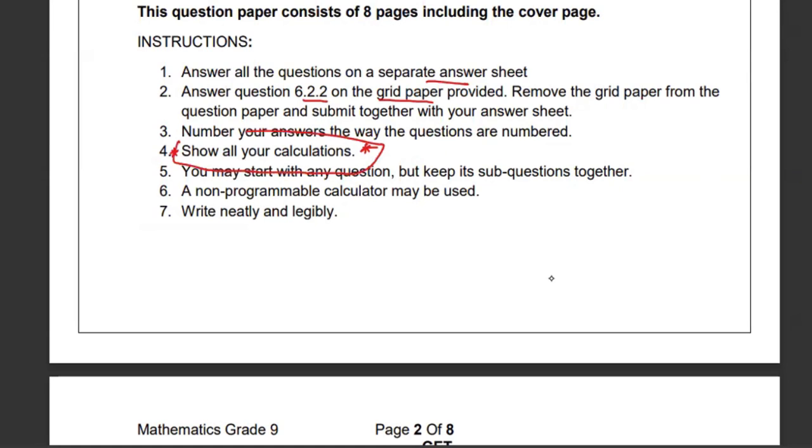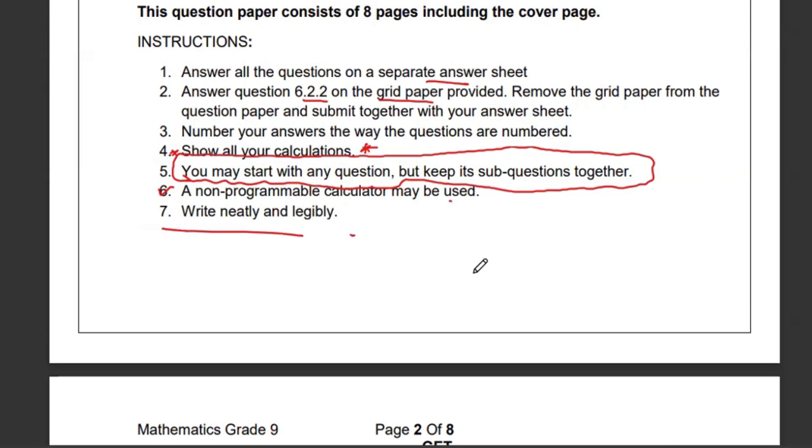The next, you may start with any question. I love this paper because it does not tell you that you must start with question number 1. Meaning that whatever question you feel comfortable with, whatever section you are comfortable with is what you can start with. In that way, you're going to save a lot of time. Then a non-programming calculator may be used, and then you need to write neatly and legibly.